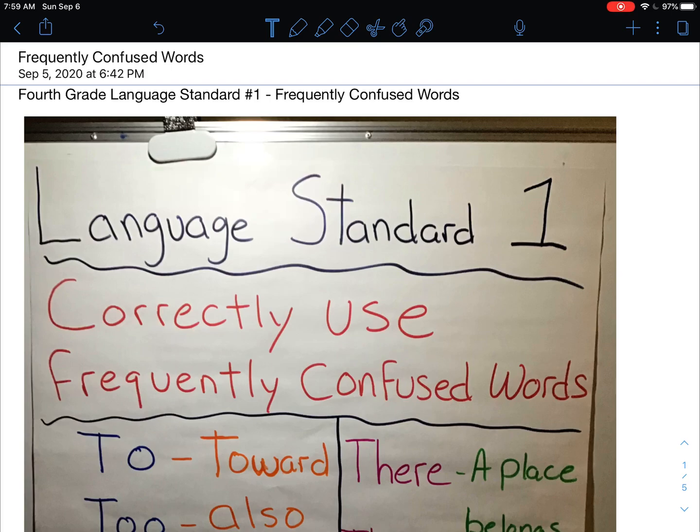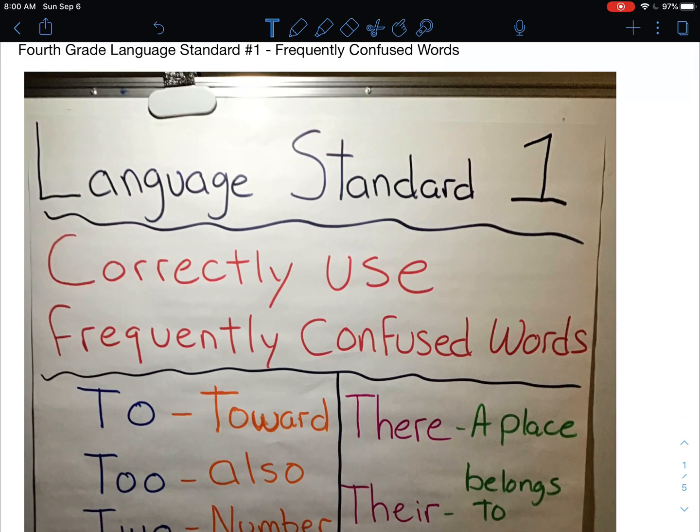So the language standard 1 standard that we're going to focus on is correctly using frequently confused words. So in other words, when you're doing your writing, this is one of the things you want to be really aware of, and this is one of the things that your teachers are going to be looking for when we grade your papers. In addition to obviously the content and what you wrote about and did you stick to the topic, the language standard we're going to focus on is using these frequently confused words. So today you're going to do some practice with them, but I wanted to introduce them to you first.